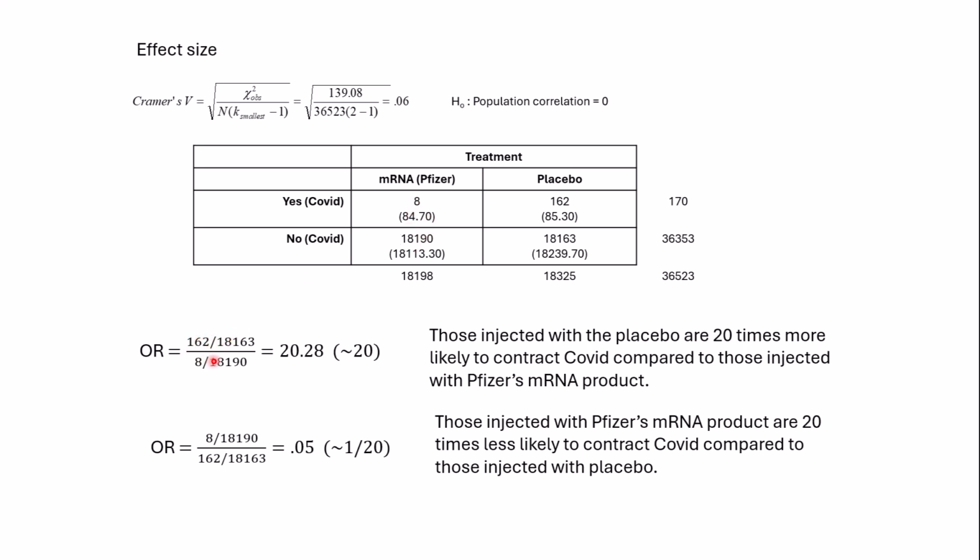So divide this, divide that, and then divide those two numbers, and you get 20.28. So work that out with your calculator and check it out. So go ahead and just say approximately 20. Now how do we interpret this?